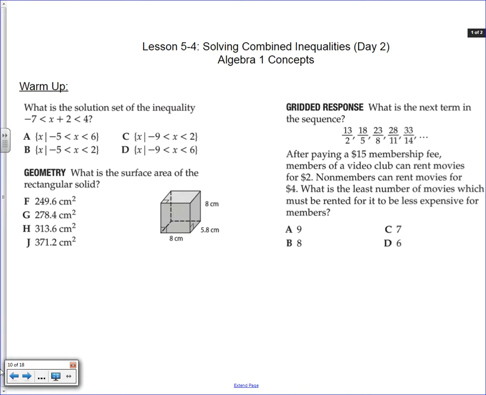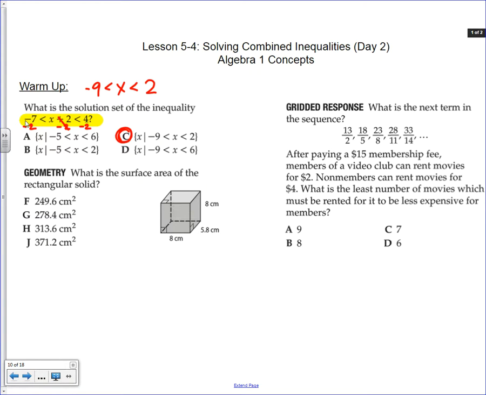So what is the solution set of the inequality? If you are going to solve that, I hope that you notice that the x is in the middle of that inequality. So we need to isolate the x in the middle. In order to do that, we got to get rid of that 2. So we're going to subtract 2 from all 3 of those spaces. And I get negative 9 is less than x is less than 2. So if I am looking at my answers, it looks like the correct choice would be C.